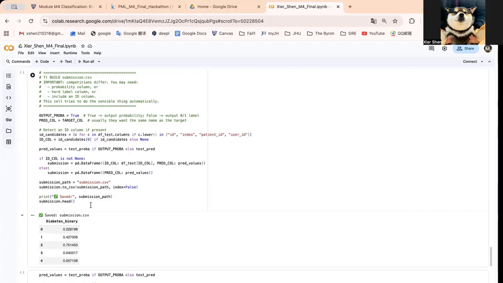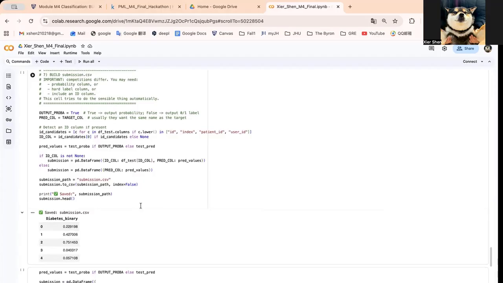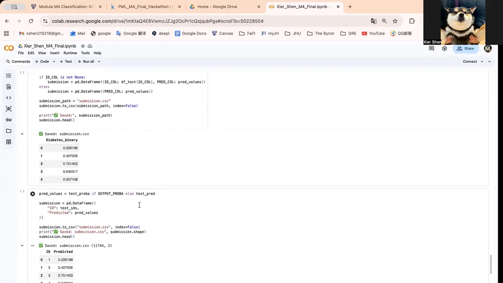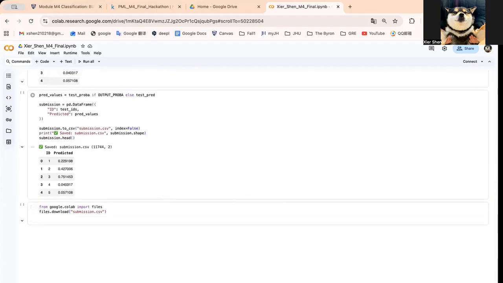Overall, this project demonstrated how structured experimentation, cost-sensitive evaluation, and reproducible modeling practices can form a reliable classification framework under time constraints. Thank you.